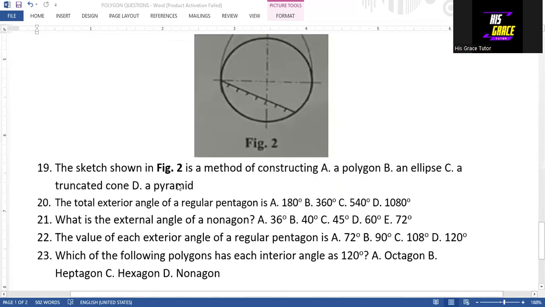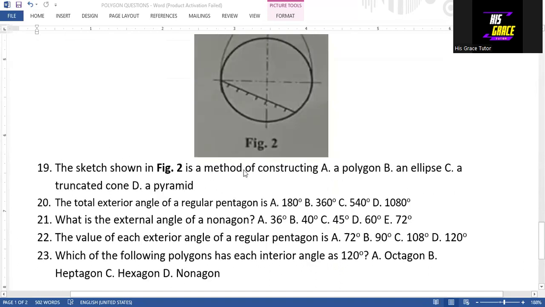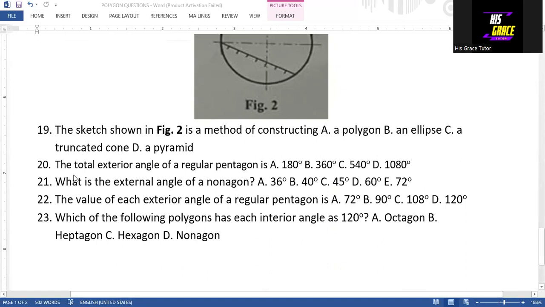Then we move to question 19, which says that the sketch shown in figure 2 is a method of constructing a polygon. We have seen something similar to this before. So the answer is option A here. We use this method to construct a regular polygon. Then question 20 says that the total exterior angle of a regular pentagon is 360 degrees. I've said this before. For any regular polygon, the sum of all its exterior angles will be 360 degrees.